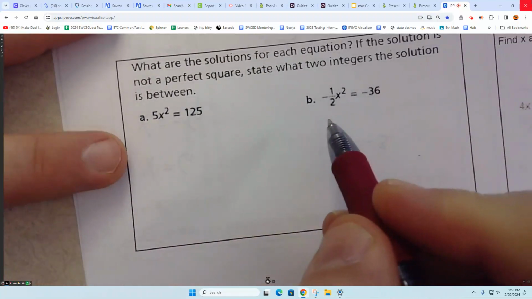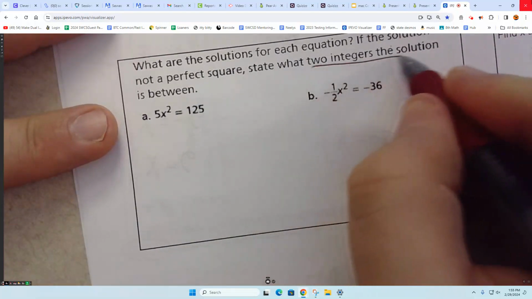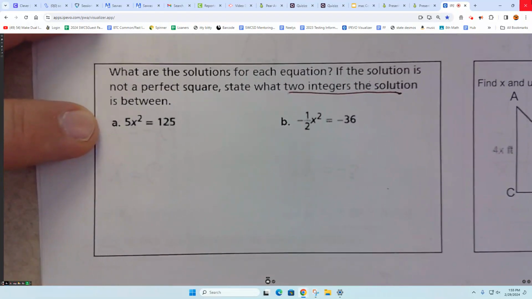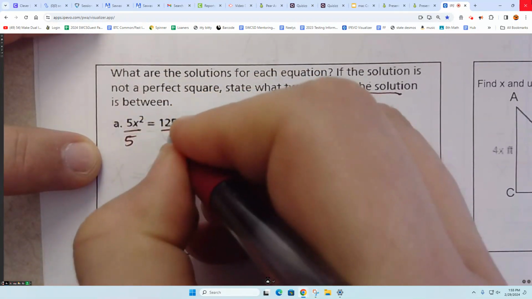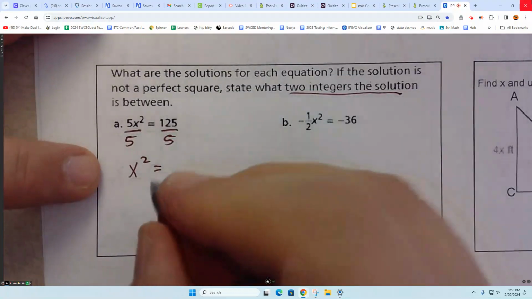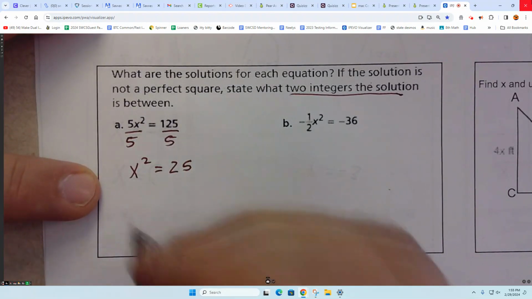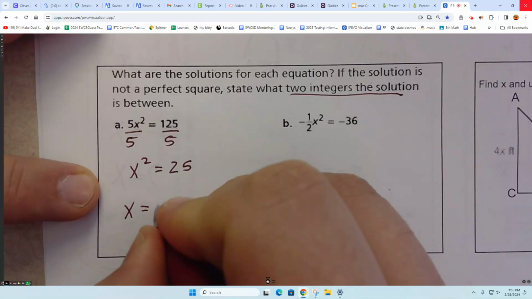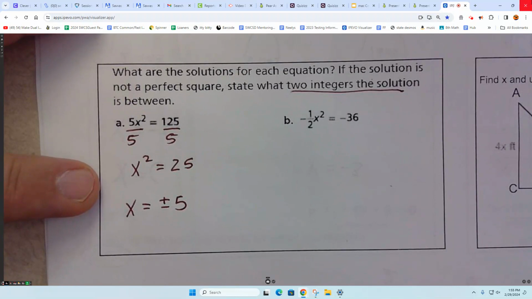Next one. I want you to solve this, but if it's not a perfect number, I want you to tell me what 2 numbers it's between. So let's just solve it and then go from there. Divide by 5. X squared equals 25. X equals plus or minus 5. Easy peasy. So just solve it.